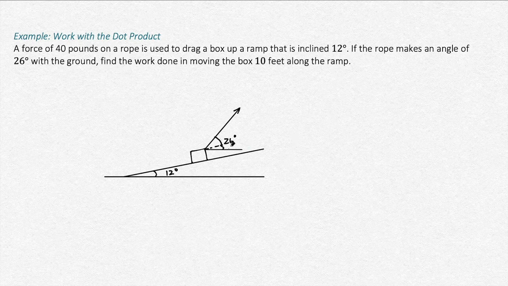Now this box moves 10 feet along the ramp. So now what we need to do is draw our displacement vector. The force vector is this one right here. Let's go ahead and do that in red. So this is our force vector, F. And the displacement vector, well, this box is moving 10 feet along the ramp. So that's this thing right here. That's our S vector. And we know we're looking for work, which is the dot product of those two vectors. So we need to find those vectors.